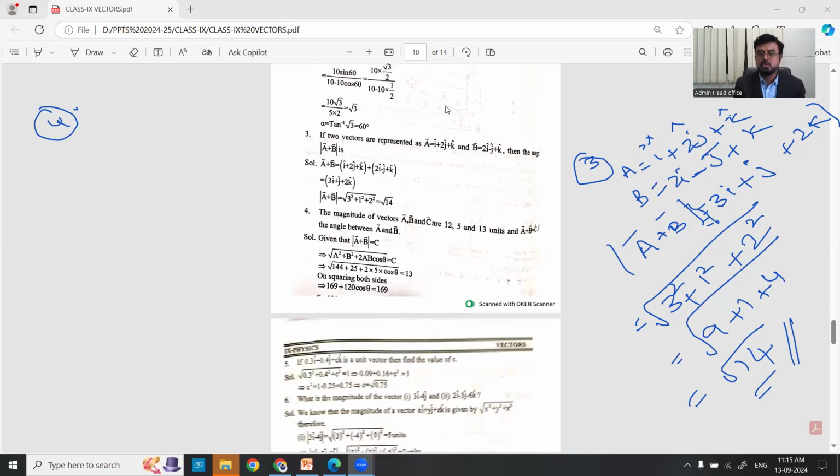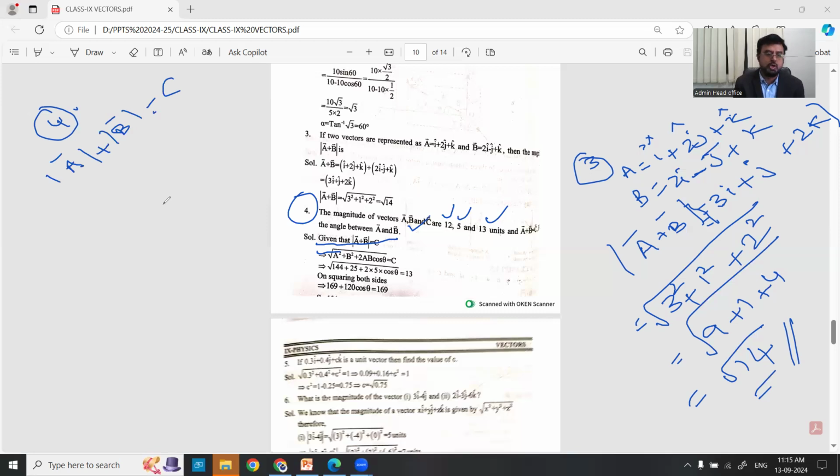Right? So focus on the fourth one here, very interesting. The magnitudes of vectors A, B and C are 12, 5 and 13 units. The magnitude of A plus B is equal to C, and we need the angle between A and B. So what is the meaning here? The given condition is that the magnitude of A plus B is equal to C.